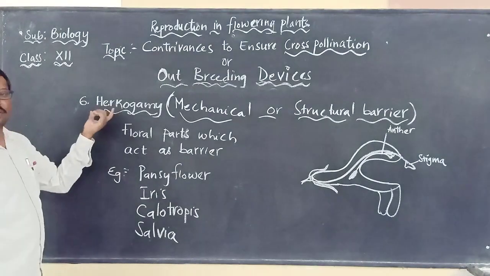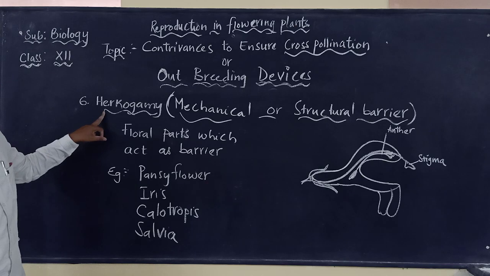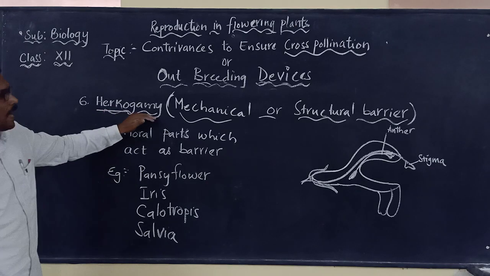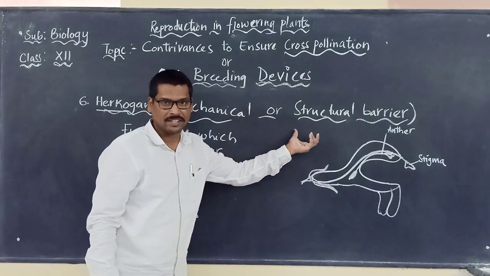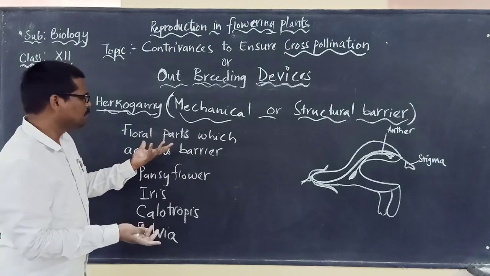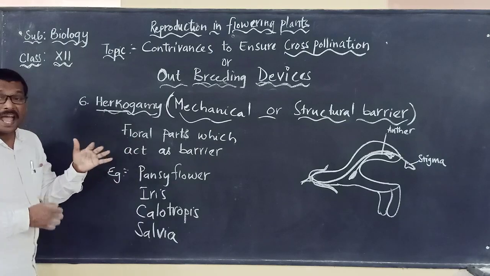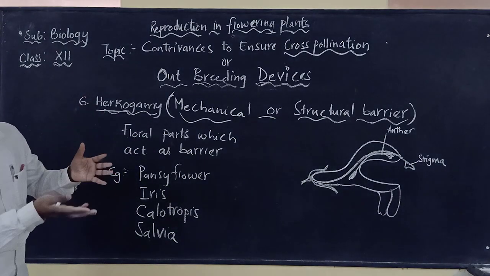So here we are going to discuss the next one, hercogamy. The word herco means barrier. Hercogamy is otherwise commonly known as a mechanical or structural barrier. What do you mean by hercogamy? Any one of the floral parts which acts as a barrier between the male part and the female part.